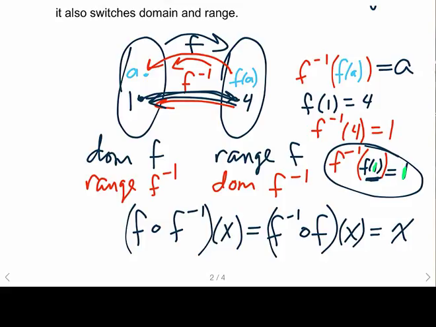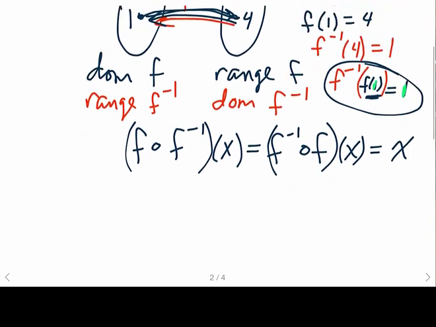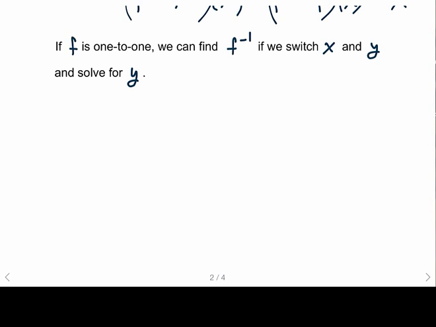Then we're going to see that as a way to verify that we have found an inverse in a few minutes. Right now what we're going to say is, if f is 1 to 1, then we can find f inverse if we switch x and y and solve for y. In some books, this is imaginatively called the switch and solve technique.